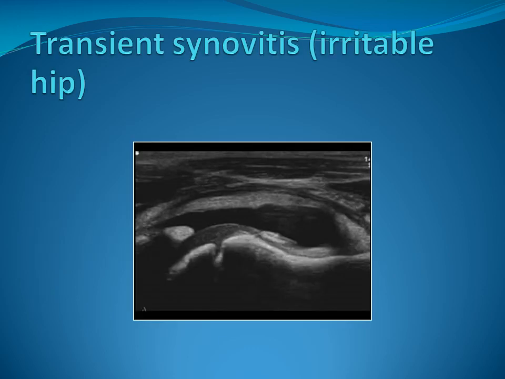One of the most common findings we see is the transient synovitis or the irritable hip. Usually the patient comes with limping, with a history of a previous upper respiratory tract infection or digestive system infection. What we find in ultrasound is simply a joint effusion, and in this history setting we can establish the diagnosis of transient synovitis, which is usually a self-limiting condition.